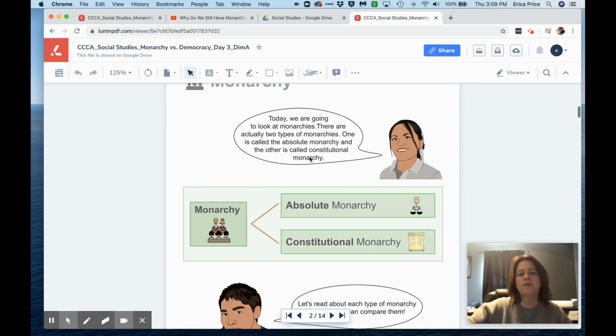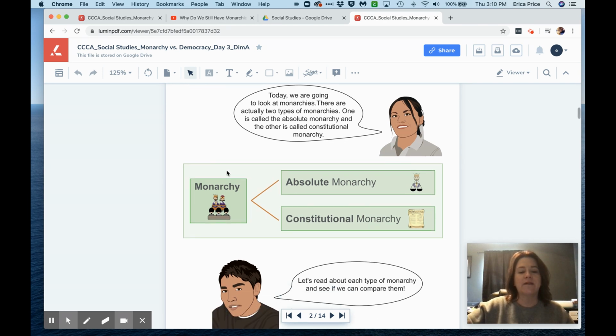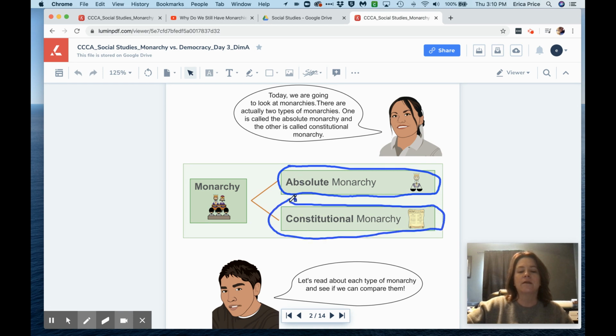So let's start here with Sarah. Sarah says that today we're going to look at monarchies. There are actually two types of monarchies. One is the absolute monarchy. The other is called constitutional monarchy. Since we have those two types, I have this graphic here. We have a monarchy, and it's broken down into two types, an absolute monarchy and a constitutional monarchy. Those are what we're going to look at today.